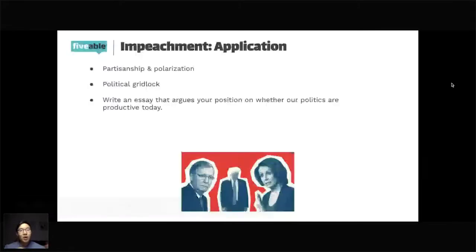All right, so there's a lot of application to impeachment, and it seems like Democrats and Republicans fighting like they always do. But in this case, partisanship and polarization, in addition to political gridlock, are all really good examples of the lack of productivity in politics and how politics doesn't really change anything, which is why I came up with the prompt: write an essay that argues your position on whether our politics are productive today.